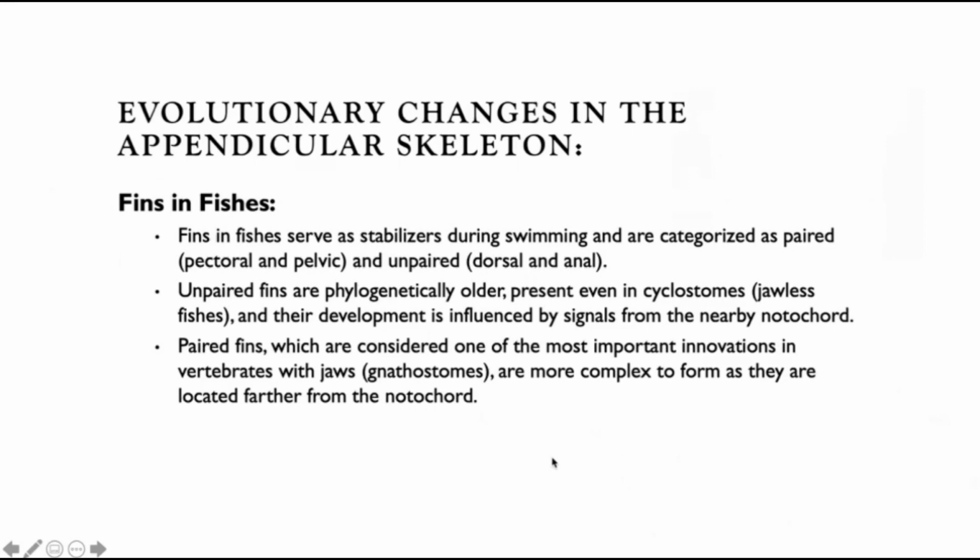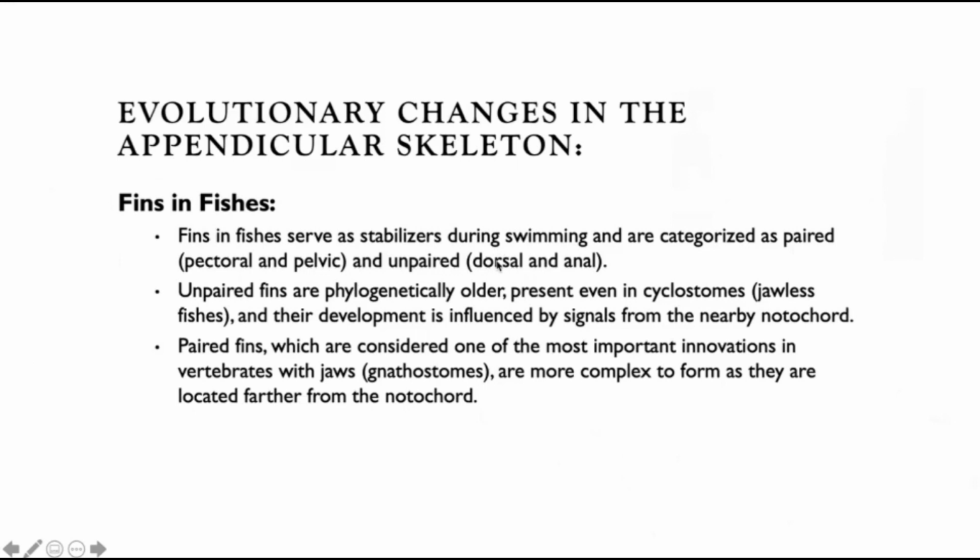Now, the fins in fishes. So now we're talking about the appendicular skeleton. The fins in fishes are the stabilizers during swimming, and you can either have the paired ones, so the pectoral, which are at the front, and the pelvic, which are at the back. And then you can have the unpaired ones, which are the dorsal and the anal. Now, the dorsal one is the fin that you see on sharks in the movies, when the shark is starting to surface, you see that very characteristic fin, which sticks out.